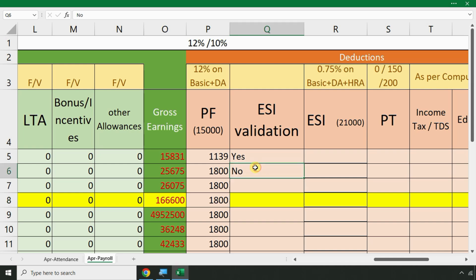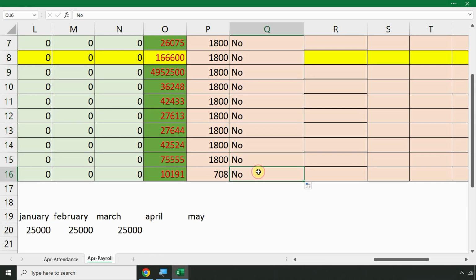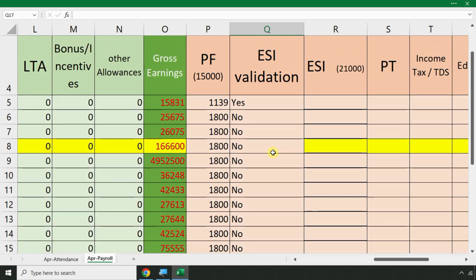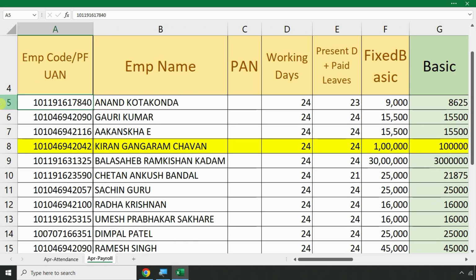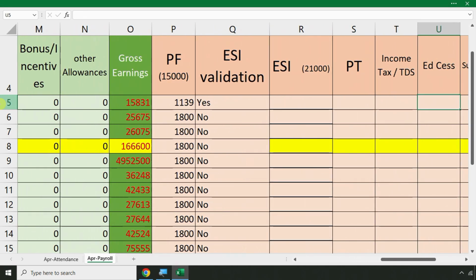So consider in the first month less than 21,000 for all remaining people. Last person. Yes, understood. Next month again you need to check. If this person, Anand Kotakonda, is eligible for April, he will remain eligible for a total of 6 months. So you need to set up the status manually. Don't make it automatic ever. After adding the validation, you go to ESI calculations.